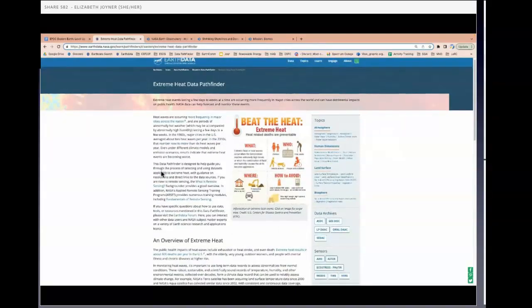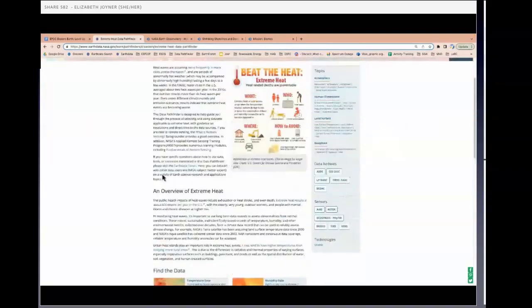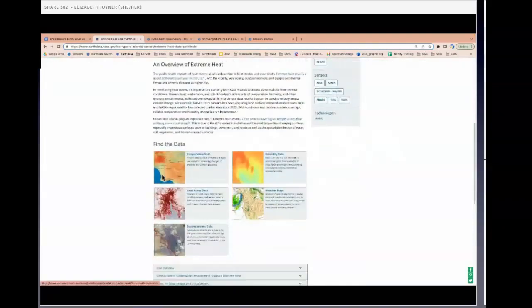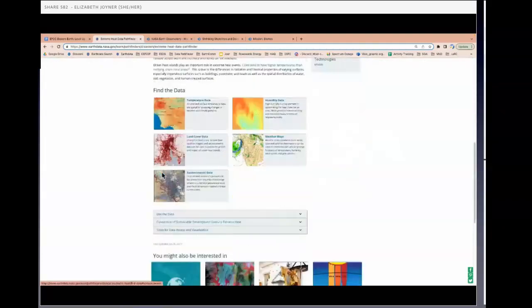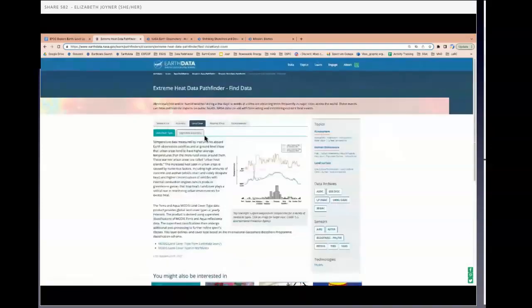Within these data pathfinders, what you're going to find is some background information. You're also going to be presented with the primary categories or types of data that you could use in your inquiry. And so here we've got temperature data. We have humidity data. We have land cover data, weather maps, and socioeconomic data. Now I'm going to just go to land cover. So we're going to look at land cover, and I'm thinking about my biology teachers here.